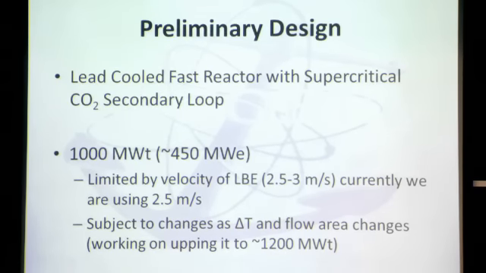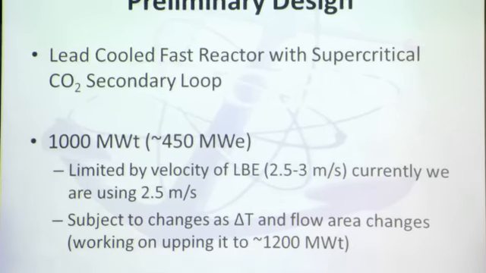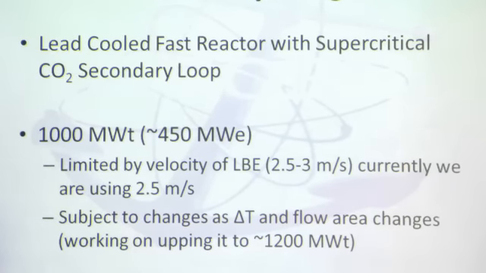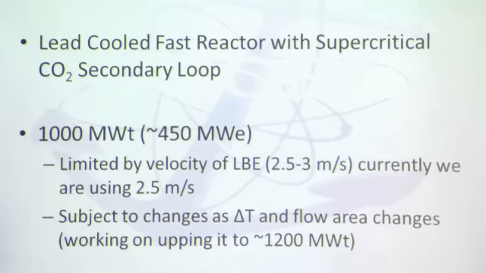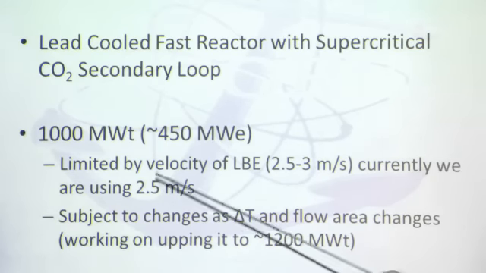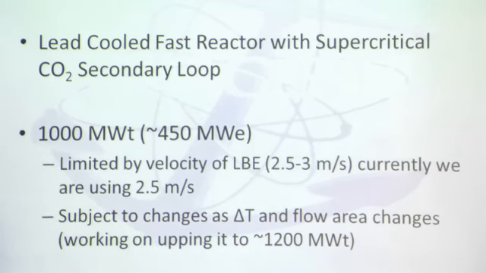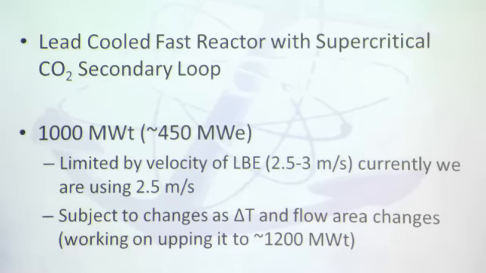So as you all know, our reactor is a lead-cooled fast reactor with a supercritical CO2 secondary loop. Our initial power guess was actually 750 megawatt thermal, but we've revised that upwards to 1,000 megawatt thermal, which with our efficiency is about 450 megawatt electric. Although that's not necessarily electricity we'll be producing, depending on how much of our process heat the process heat folks end up taking from us. But that's our capability of production right there.